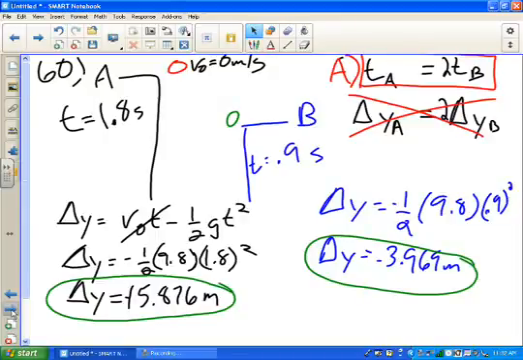Intuitively, we would think it'd be 1/2, but it's not, because acceleration is in meters per second squared. That squaring throws everything off.